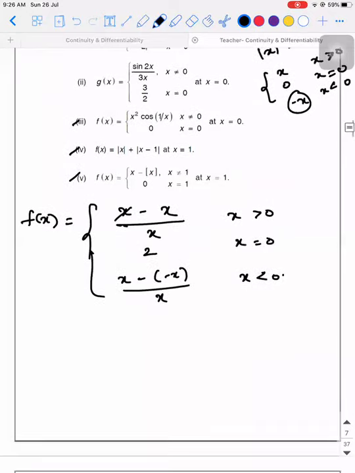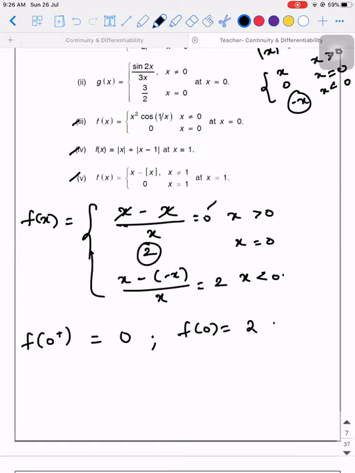So what will happen? This will be 0 by x. This is 0. This will be 2x by x, that is 2. Are you guys able to understand? So what is f of 0 plus? F of 0 plus is 0. What is f of 0? 2. What is f of 0 minus? 2. It is 2.